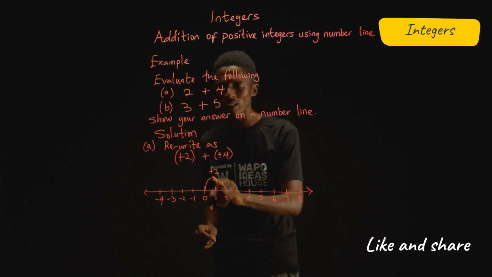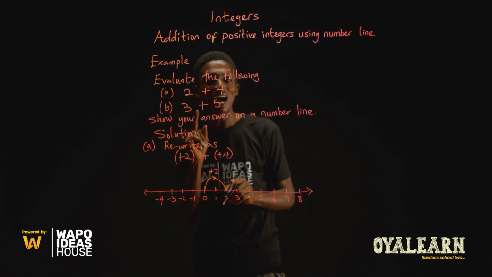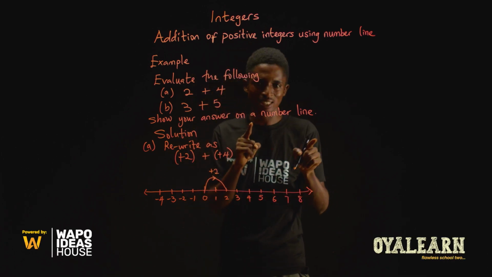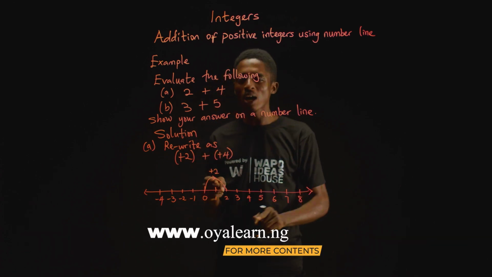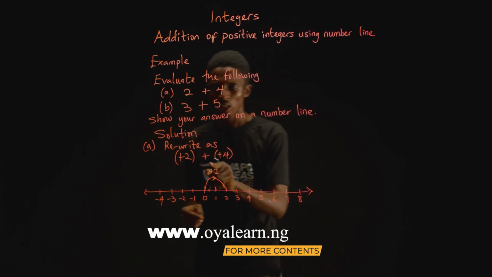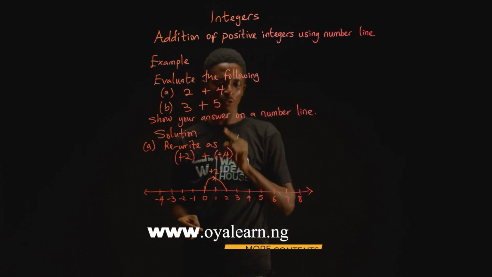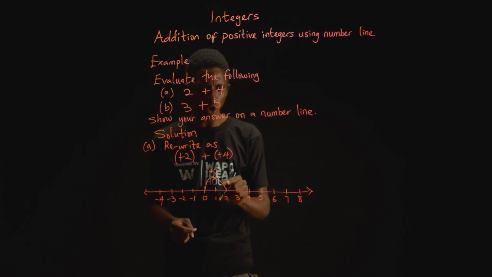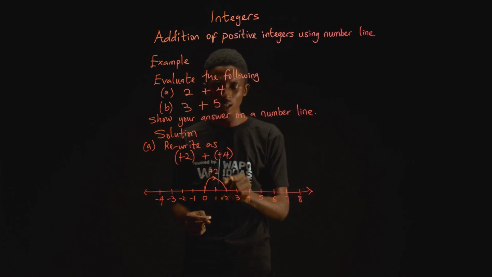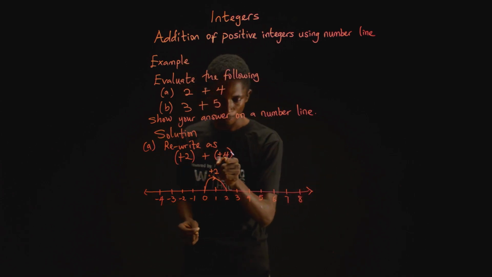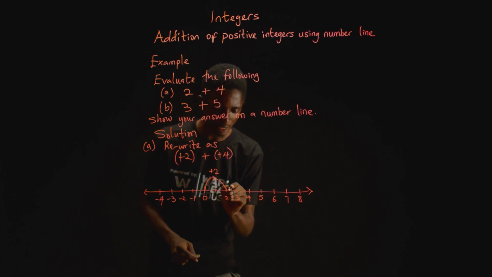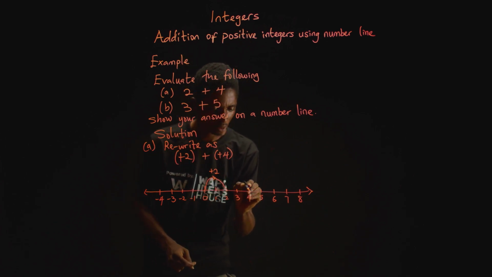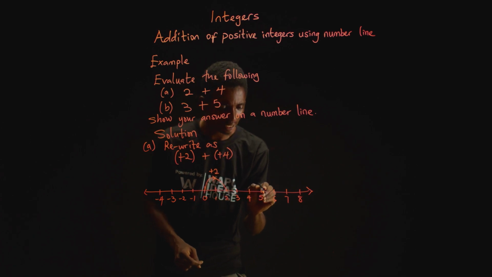The next thing is to then add. So because we are adding, we continue to the right. And what we are adding is a positive number. That is why we are going to the right. And we are adding +4. To add +4, we continue to the right in 4 steps to indicate +4. 4 steps from where we have stopped would be 1, 2, 3, 4.